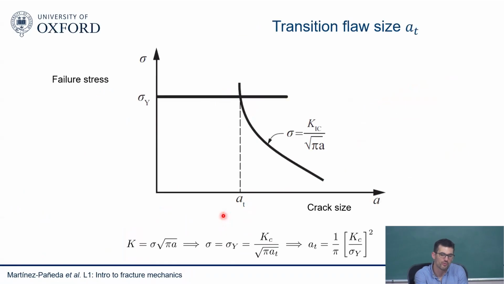And you can combine both, and this is the idea of the transition flaw size. I don't know how many of you have seen a graph like this in your fracture mechanics course. It's not taught all the time. Hands up if you have seen it before. Okay, a few people only.